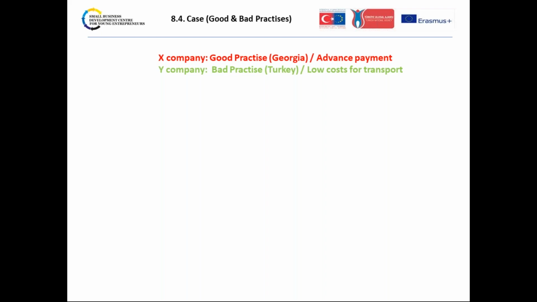But when we check this from the Turkish side, it's not very good, because the Turkish company made a prepayment and paid 80% of the money. So this is also a different thing. But in our good practice, the Georgian company is considered a good practice. And finally, let's check the bad practice.